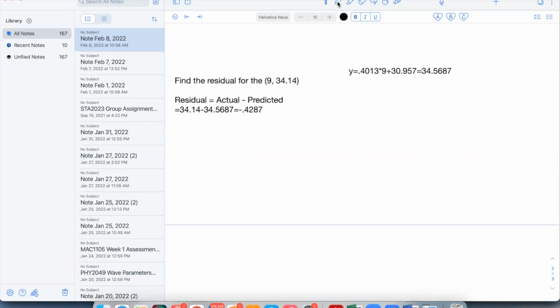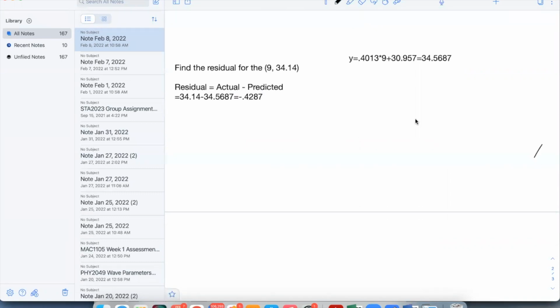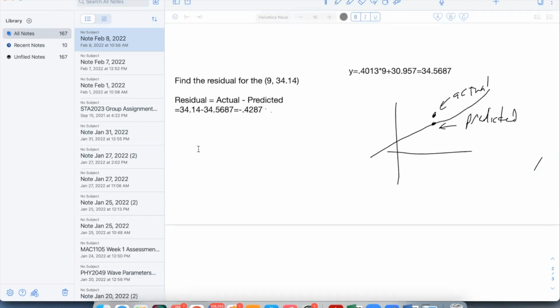That means if we were to draw this out, here was my actual data point, but the best fit line fell below it. There's the actual. Here's my predicted. So the model was too low. So if we were going to interpret that, we would say the model was 0.4287 degrees below the actual value.